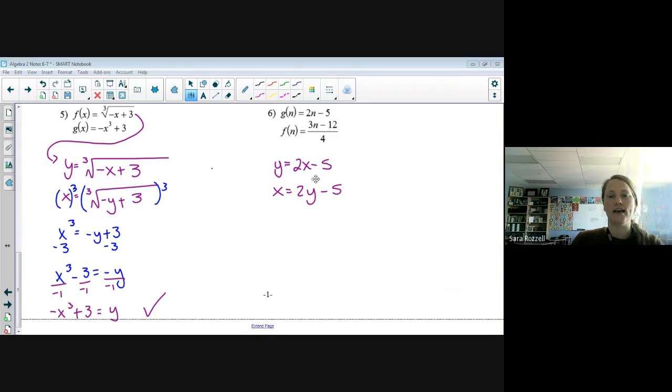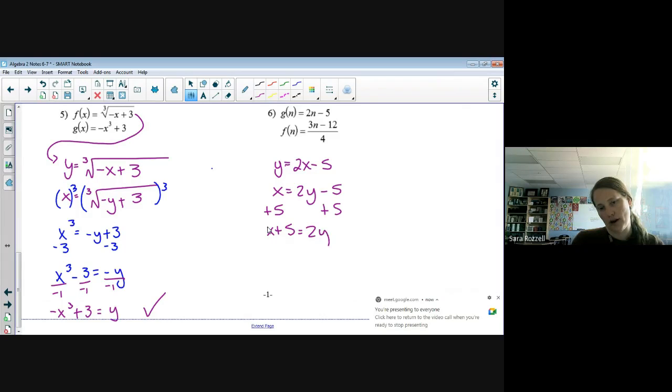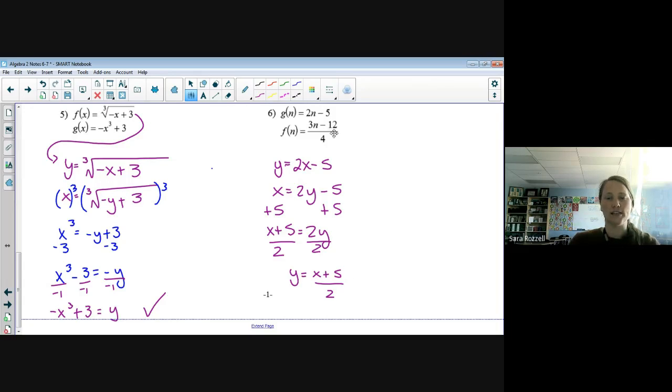All right, for our next step, are we going to move the 2 or the 5? Move the 5, so we're going to add 5 to both sides. So x plus 5 equals 2y. The y is almost by itself. How do you get rid of 2 times something? We're going to divide by 2. Those 2's will cancel out. So y is x plus 5 over 2. And now I'm going to check and see, does that match that bottom equation? Are these two the same thing?